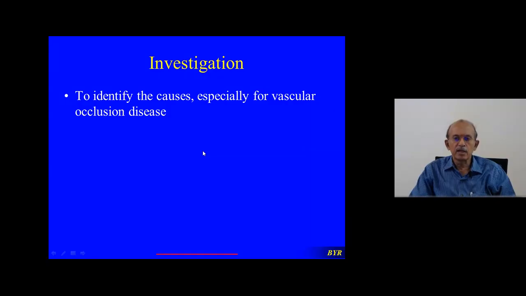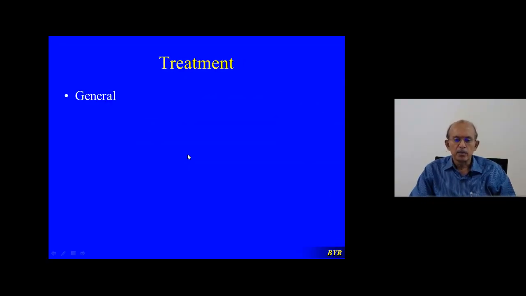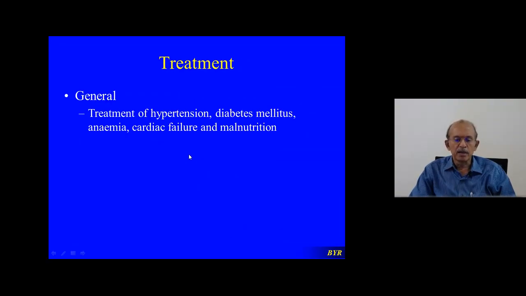Investigation to identify the causes, especially for vascular occlusive disease. Because the commonest cause of gangrene is vascular occlusion, you have to do duplex scanning and Doppler study. Treatment, general measures: treatment of hypertension, diabetes mellitus, anemia, cardiac failure, and malnutrition.